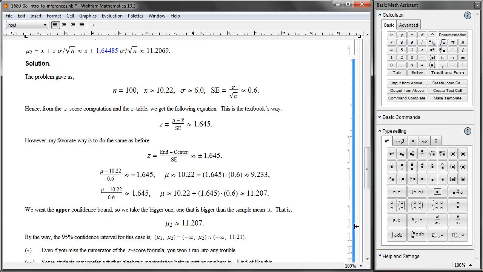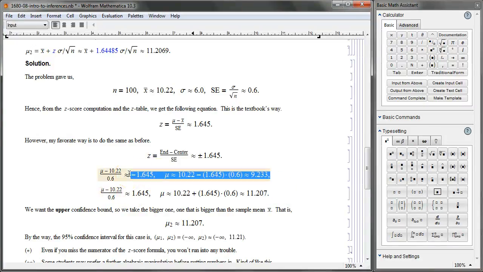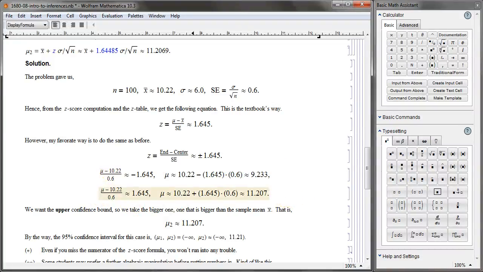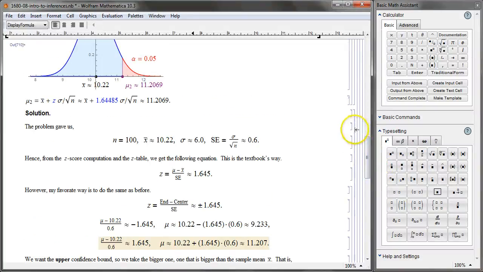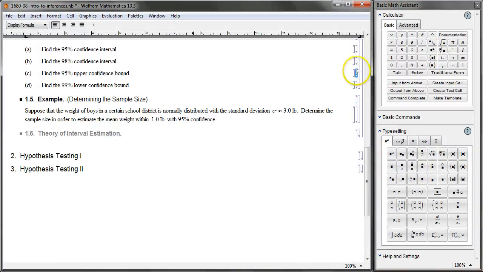Well, here it is. This one is that, and from that we get 11.207. And what if you use negative? Well, this doesn't contribute because we want the upper confidence bound. Only this one, the second line, gives you the valid number, the upper confidence bound. You can do the same thing to find out the lower confidence bound as well.